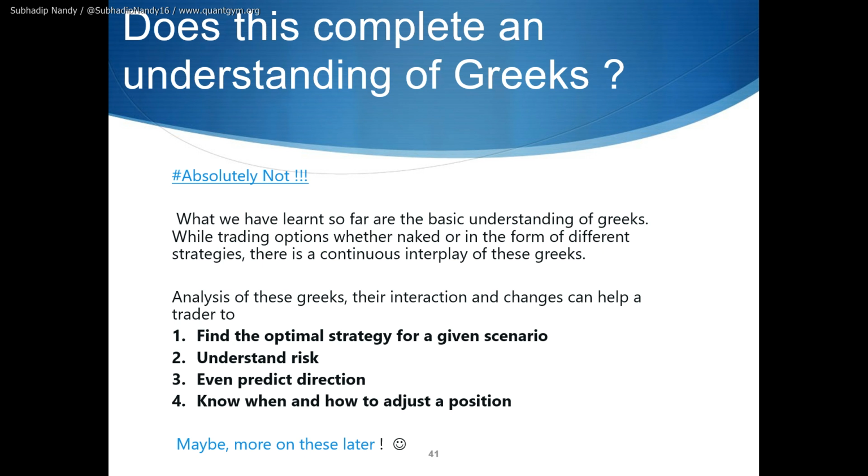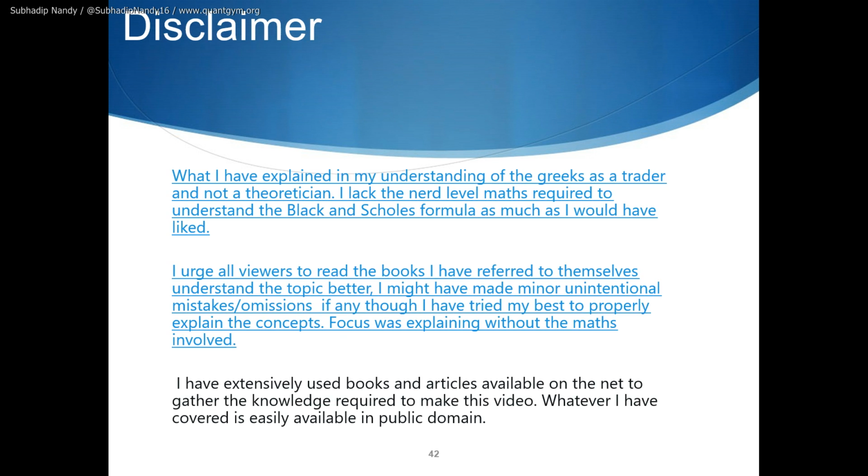Number two, understand risk. Greeks tell you that if the underlying changes or volatility changes, what risk can be there in your position. Number three, in some cases, can even predict direction. Number four, know when and how to adjust a position, whether at profit or at a loss. So if you have an understanding of Greeks and if you analyze Greeks, these are the advantages which you can have. I'm not covering this in this particular video because this is supposed to be absolute basics, but let us see what the response is. Maybe we can cover this later.